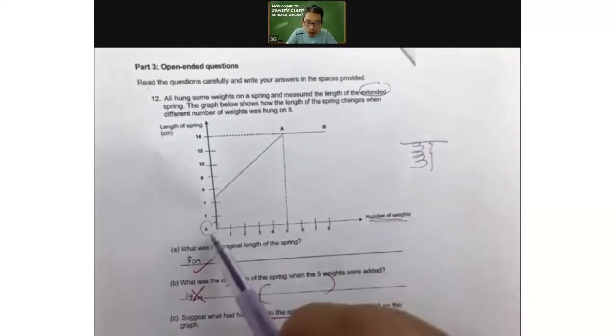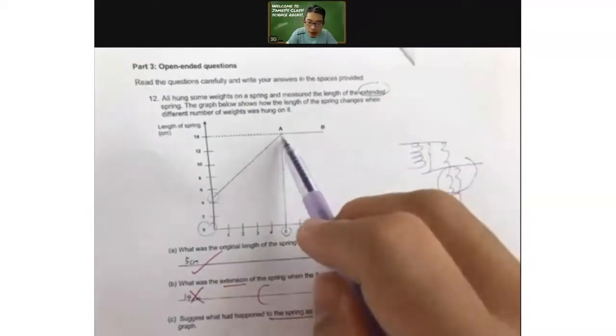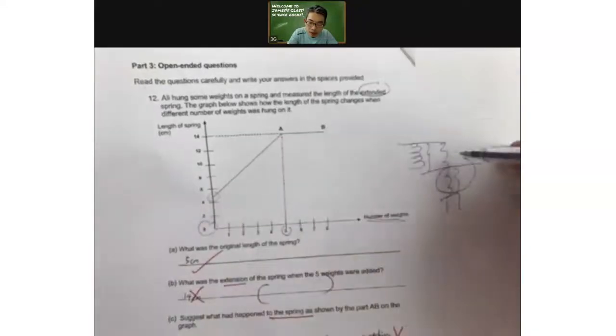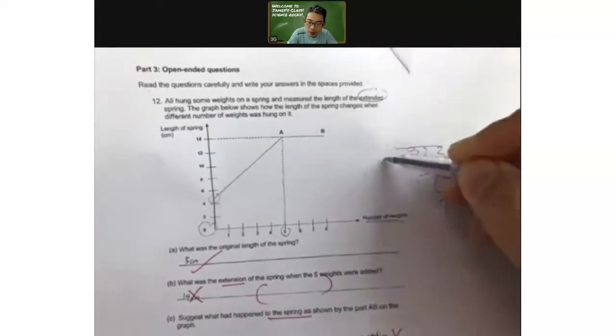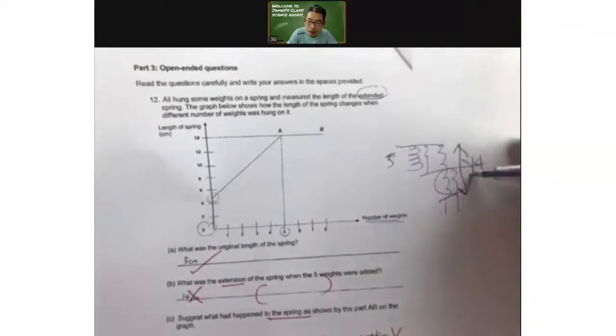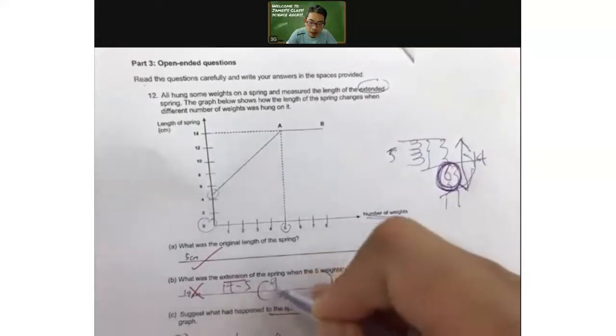What was the original length? It is when you don't put any mass, it's somewhere here, so it's roughly 5 cm. What was the extension? Remember, this part is extension, when 5 weights were added. So 5 weights were added, it went to 14 cm. 14 cm is the extended length. So the extension is 14 minus away the 5 cm. 14 minus 5, you get your extension, which is your 9 cm. 14 minus 5 is your 9 cm. Don't forget the units for this.